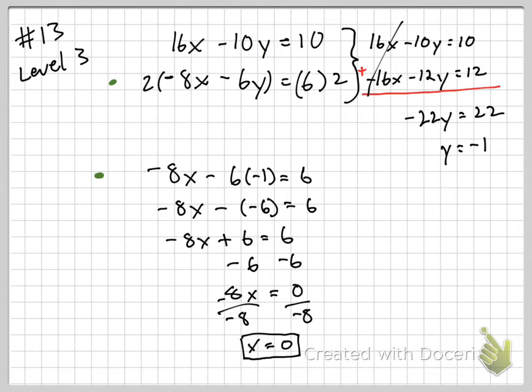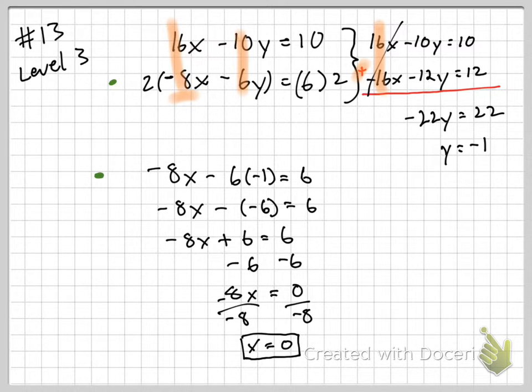So let's look at a level 3 problem. In level 3, we notice that neither of these coefficients are the same. But we notice that this one is half of 16. And I want to keep it negative so I can do addition over here. So I multiply times 2 to get me negative 16 and positive 16.